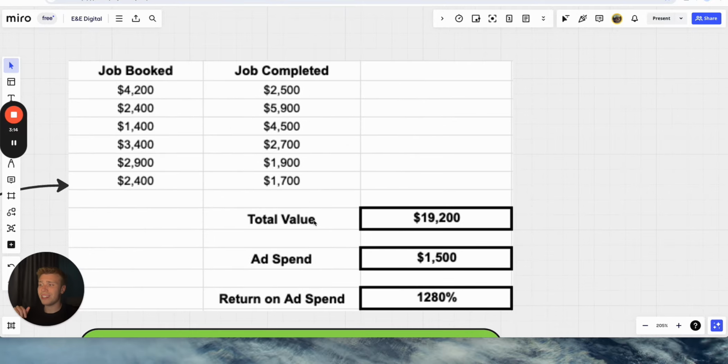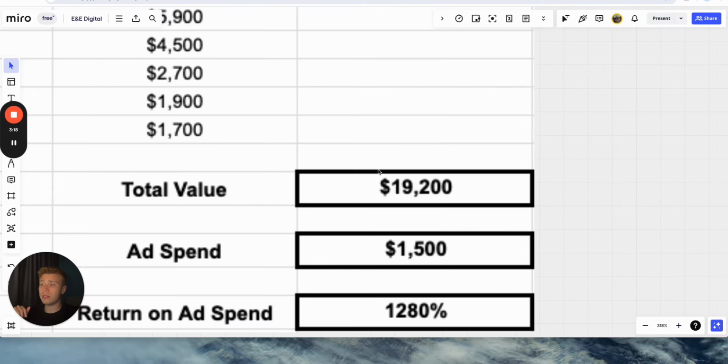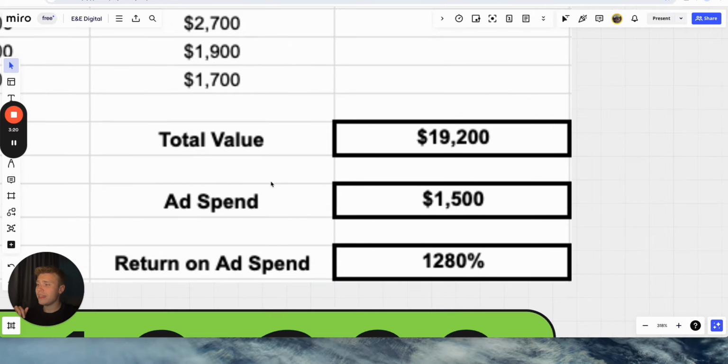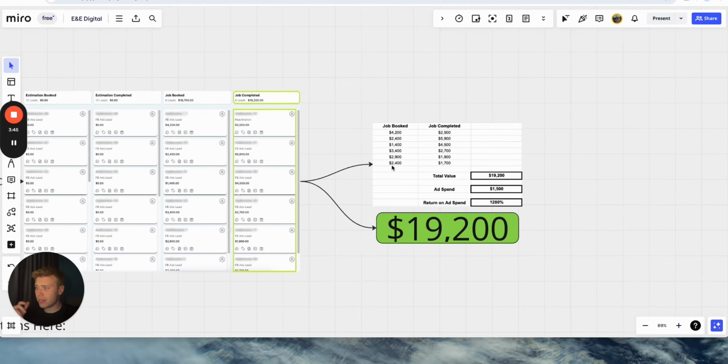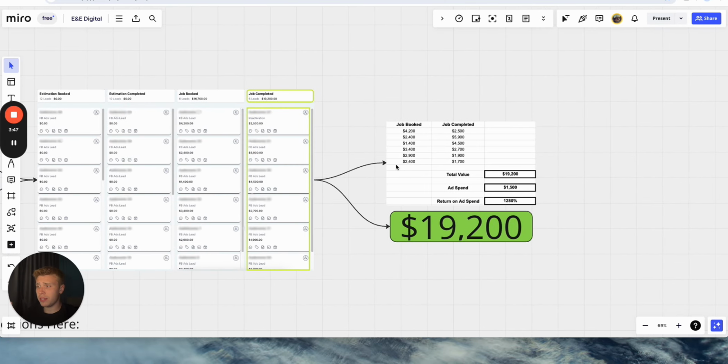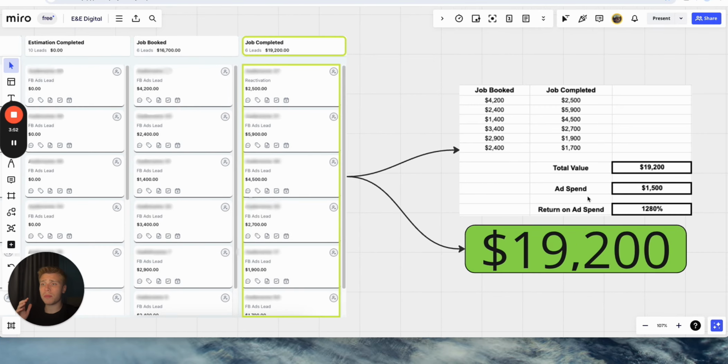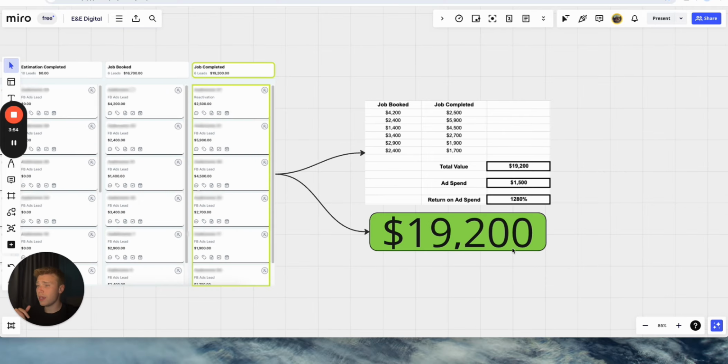As you see, we have 6 jobs and the total value is $19,200. The ad spend is $1,500 a month, so it was $50 a day. And the return on ad spend was 1,280%. So what does it mean? It means for every single dollar we put into the ads, we get $12.8 in return. That's the main idea of the return on ad spend. And that's all about the results we generated: the leads, booked jobs, return on ad spend, and the amount we generated.